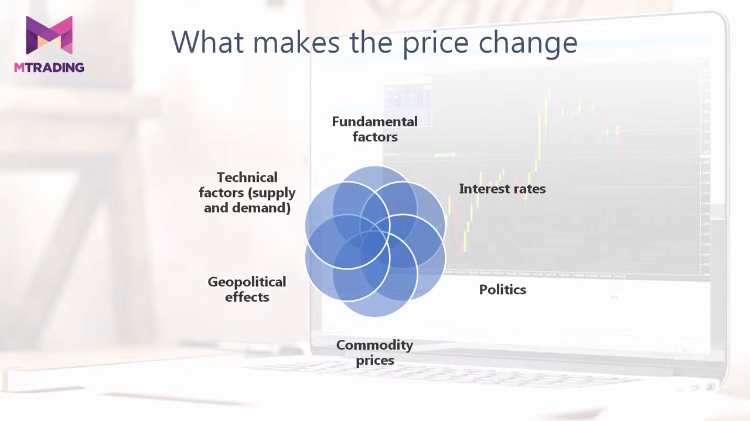In order to be able to trade the markets, we need to understand what can influence the price of an instrument. As you can imagine, there can be many factors. Some of the examples are politics, geopolitical effects, technical factors, fundamental factors, interest rates, and commodity prices, of course, as well. For example, if you look at the Canadian dollar, it is very closely correlated to the price of oil. That is because they are one of the big exporters of oil. So, if the price of oil goes up, the Canadian dollar goes up. If the oil price goes down, in most cases the Canadian dollar also goes down.